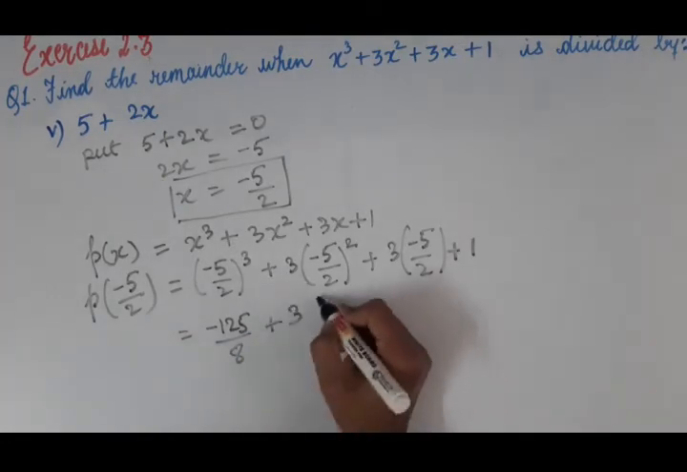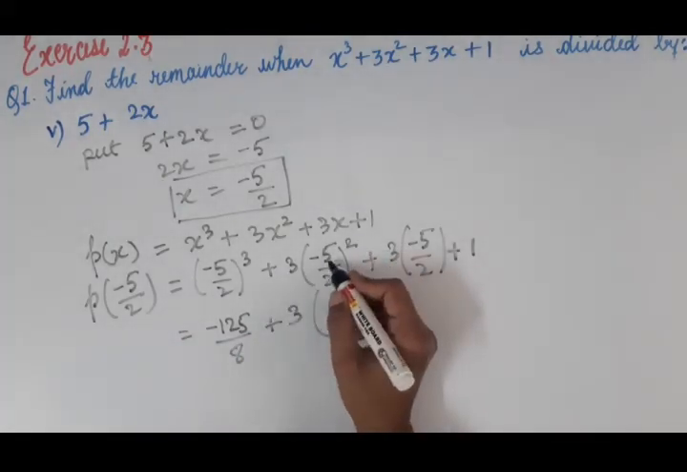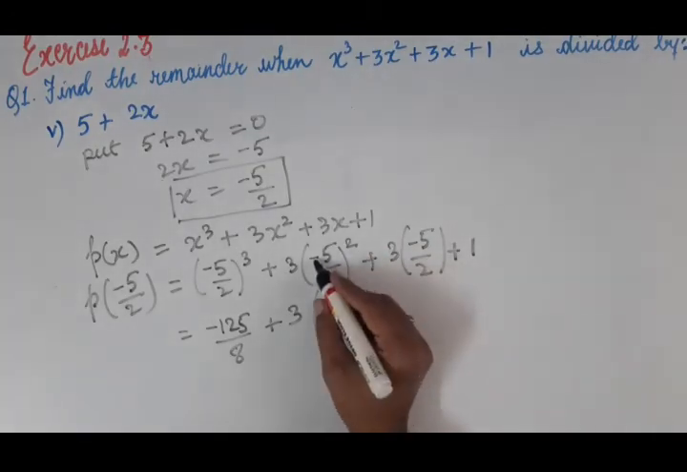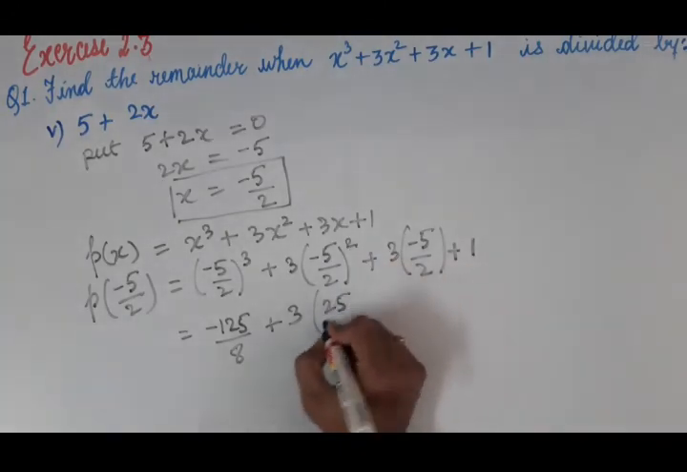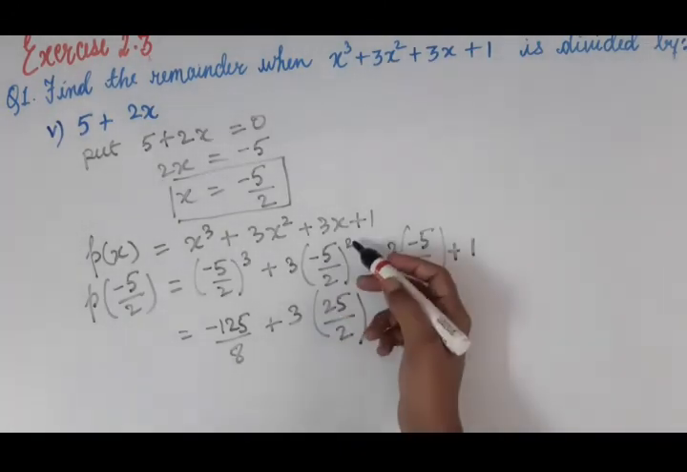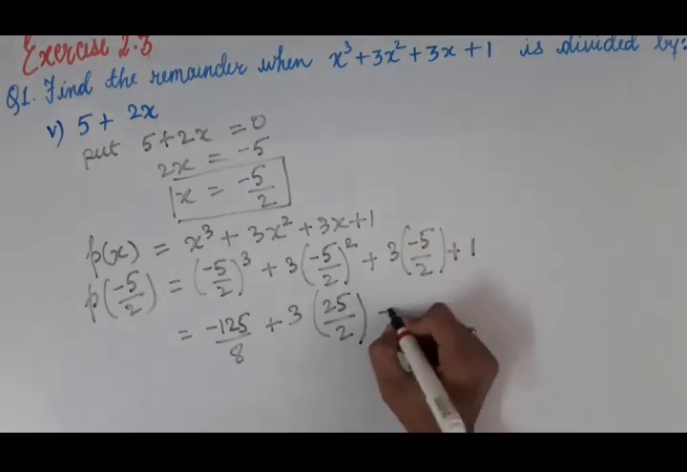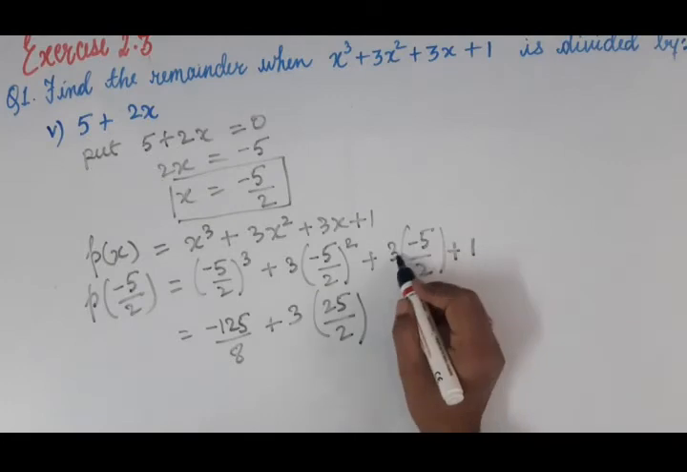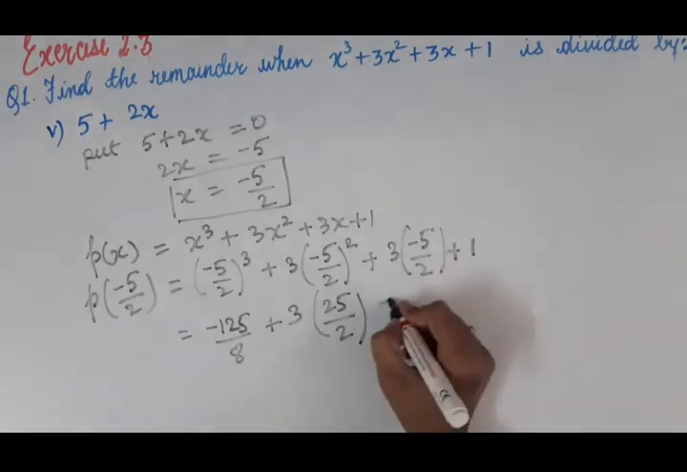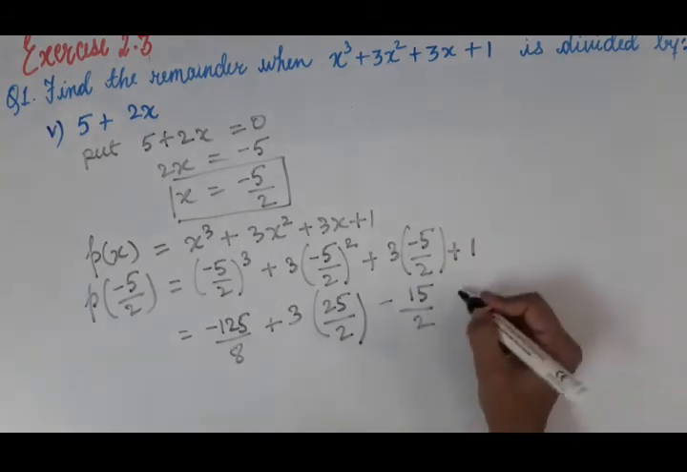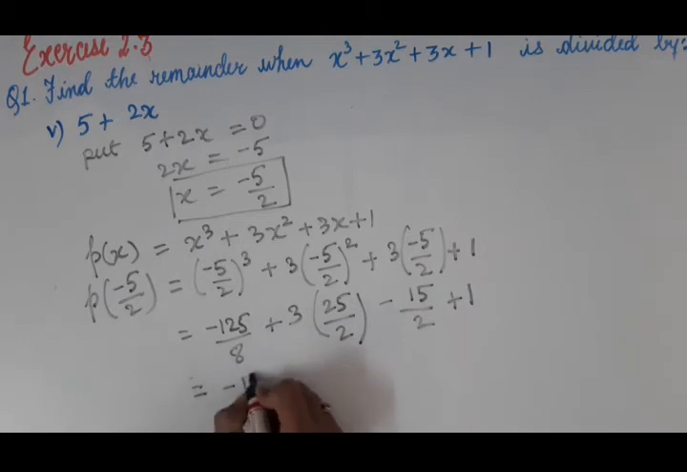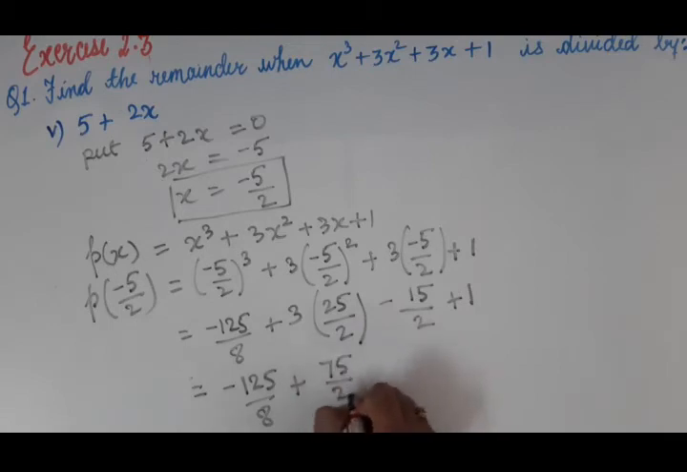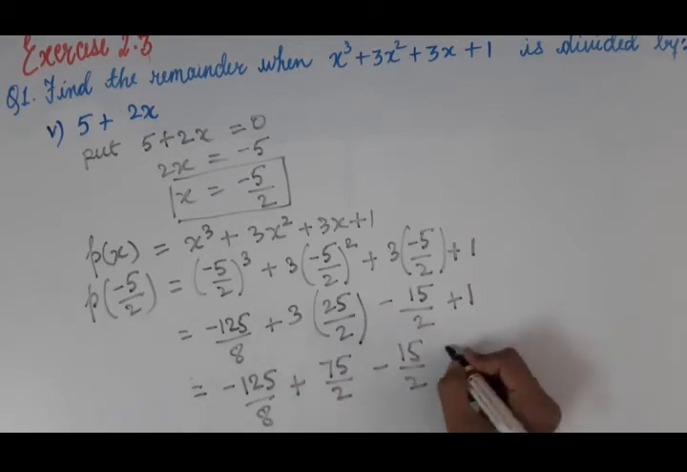Then plus 3 into negative number raised to even power. So 5 square is 25, but minus is there, but raised to even power, so it will be 25 upon 2. Negative number raised to even power, answer will be positive. Plus, now 3 into minus 5, multiply that 3 inside, you will get minus 15 upon 2 plus 1. Now multiply this 3 inside, what will we get? Minus 125 upon 8 plus 3 into 25, 75 upon 2 minus 15 upon 2 plus 1.